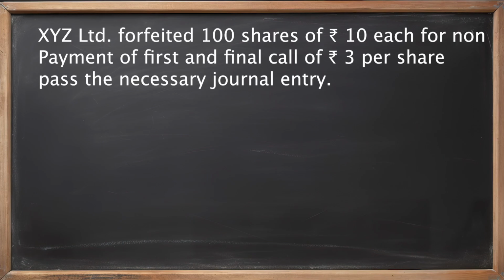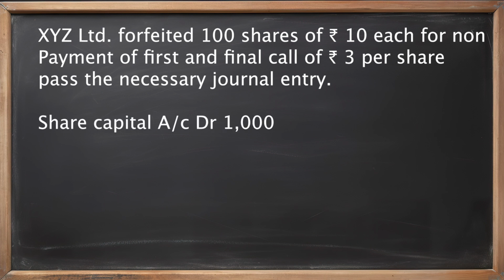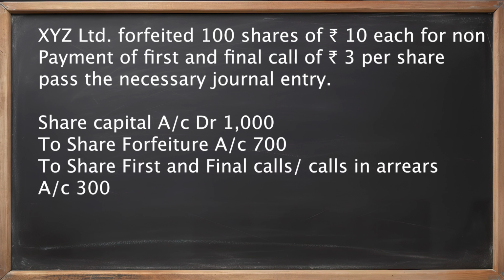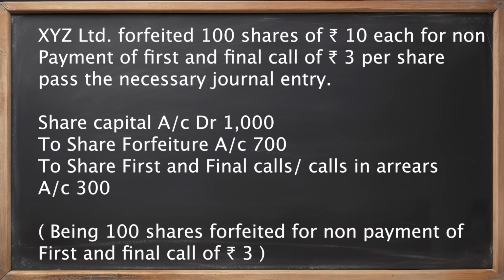XYZ Limited forfeited 100 shares of rupees 10 each for non-payment of first and final call of rupees 3 per share. Pass the necessary journal entry. The solution is: share capital account debited rupees 1000, to share forfeiture account rupees 700, to share first and final calls account rupees 300. The narration is: 100 shares forfeited on non-payment of first and final call of rupees 3.